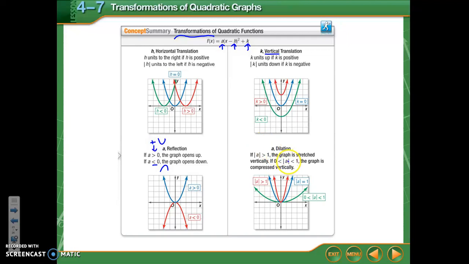And if my a value is between 0 and 1, the absolute value, so not taking into account the negative, then it compresses it vertically. So it has the effect of making it look much wider. So for example, if I have y equals 1/2 times x minus 2 quantity squared, this will be a vertical compression. So my parabola will end up looking wider. If I have y equals 2 times x minus 2 quantity squared, then it will end up looking skinnier because it's going to be a vertical stretch.